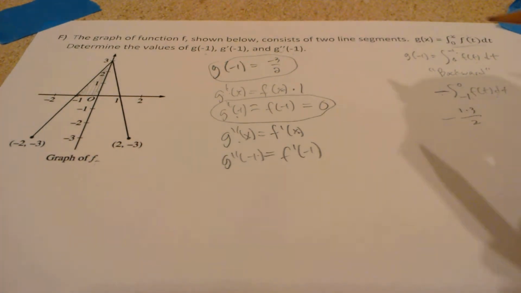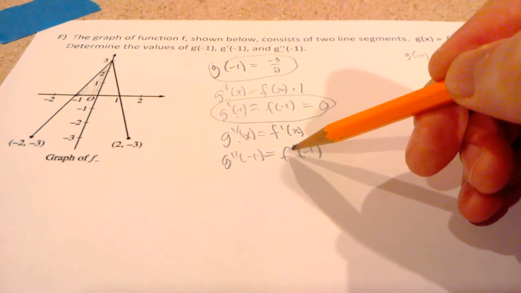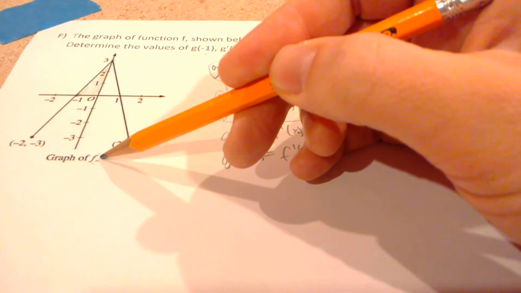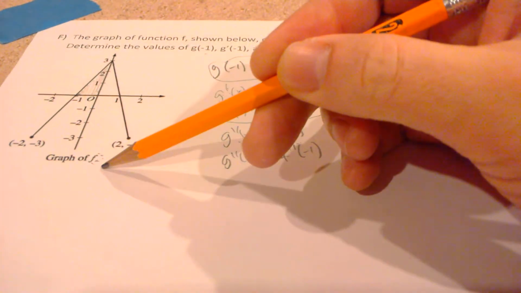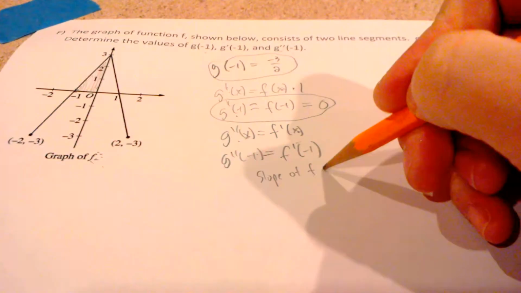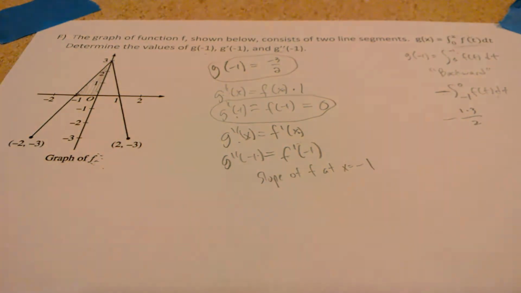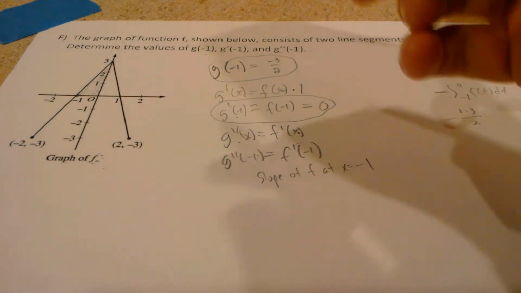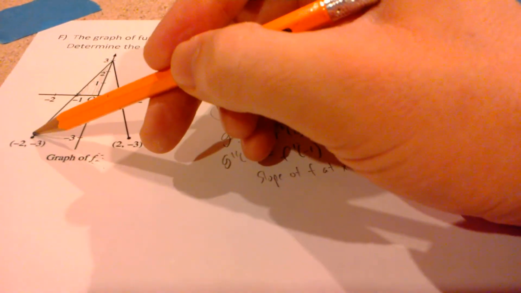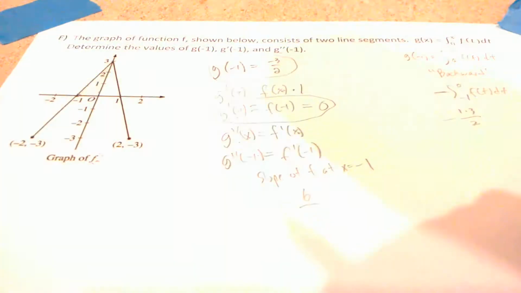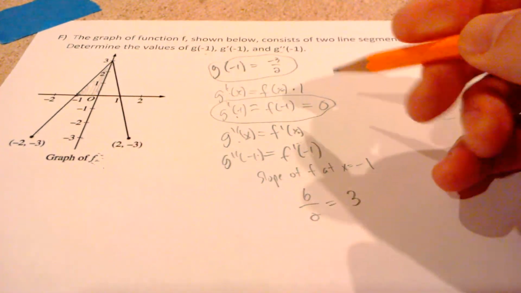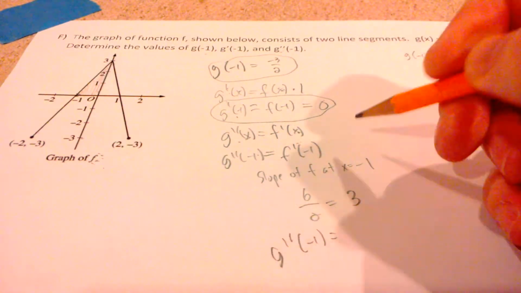To get a numeric value, I have to interpret the graph. Is this a graph of f? I need f prime. So I don't want the y value of the function, I want the slope of the function when x is negative 1. So negative 1 occurs on this linear piece of graph, the slope of which goes, let's see, up 6 and over 2. So g double prime of negative 1 is simply 3.